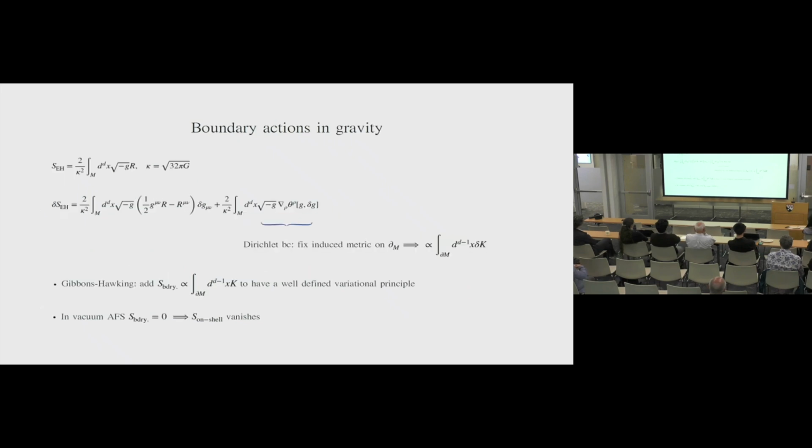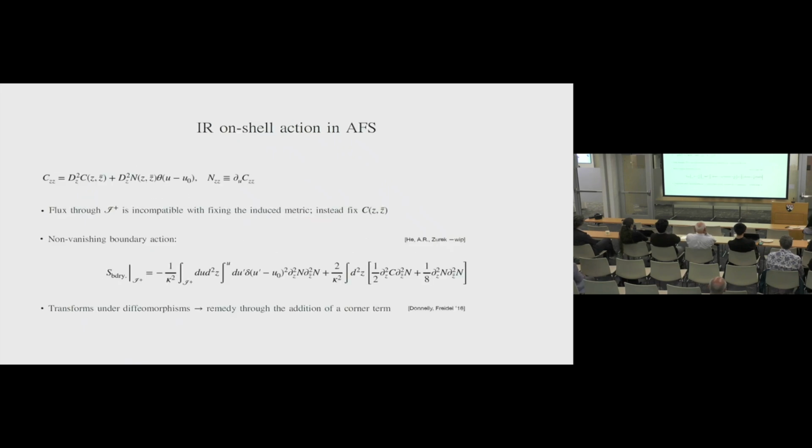You can find this by just plugging it into this formula. And it's quite a nice action. It looks quite similar to some other actions that have appeared in the literature before, but one thing that's not so nice about it is that it transforms non-trivially under diffeomorphisms. That can actually be remedied, as was shown in some older work by Donnelly and Freidel, through the addition of a corner term. This corner term would again live on a codimension 2 slice, and its addition would basically ensure that this action becomes diff invariant.